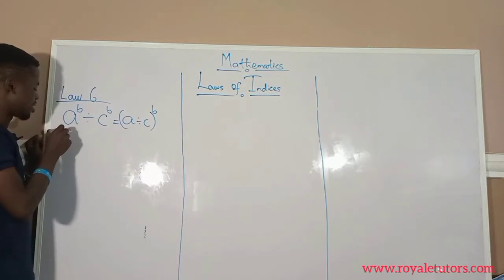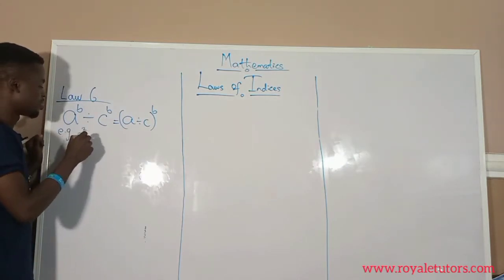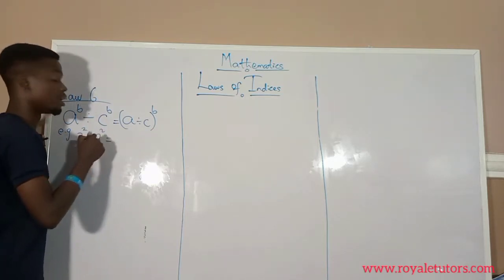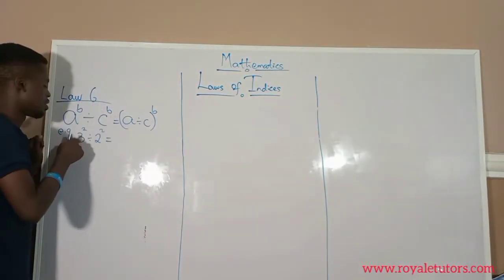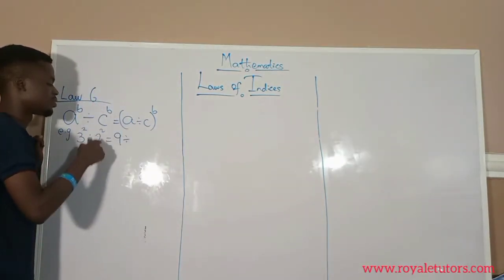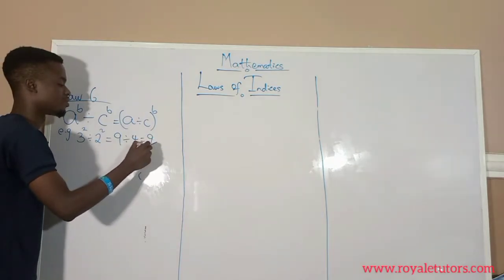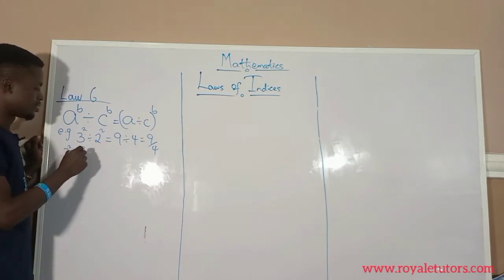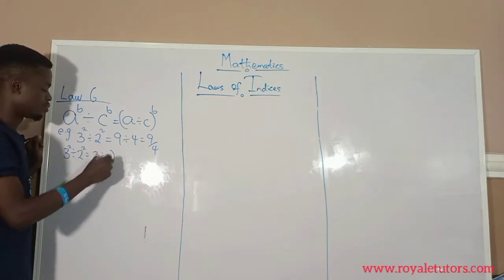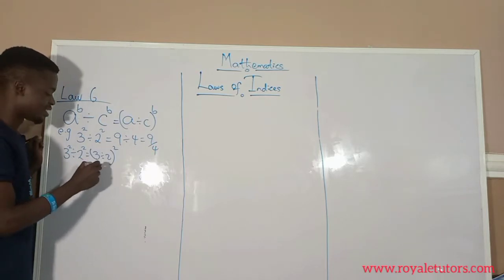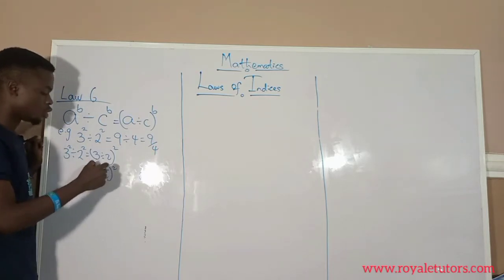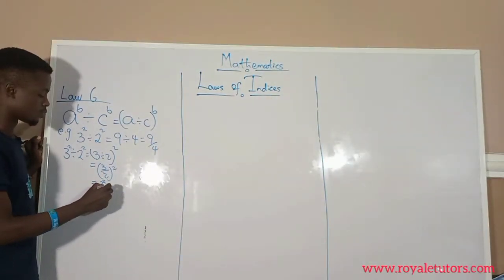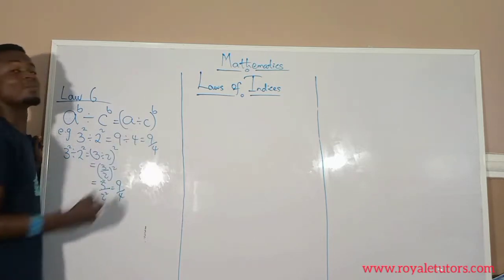For example, if you have 3 raised to power 2 divided by 2 raised to power 2, this is the same thing as if you are solving this normally without indices. You say 3 raised to power 2 is 9, right? 2 raised to power 2 is 4. This is the same thing as 9 over 4. But we want to work on the rule of indices. It's going to be 3 divided by 2 all raised to power 2. So you give each of the numbers the power to have 3 raised to power 2 all over 2 raised to power 2, which is 9 over 4, which is the same answer.